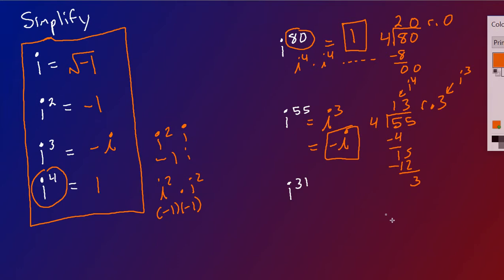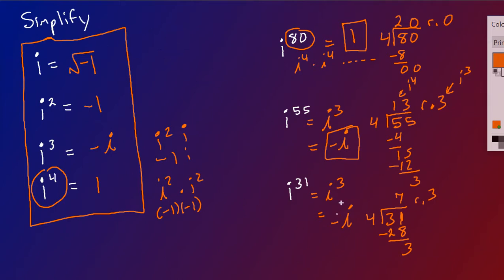Okay, we have 31. So again, we'll divide by 4. So maybe a 7 here, and get 28. Subtract. So I have a remainder of 3 again. So what does this mean? I have 7 i to the fourths, and I have an i to the third left. So i to the third, which equals negative i.